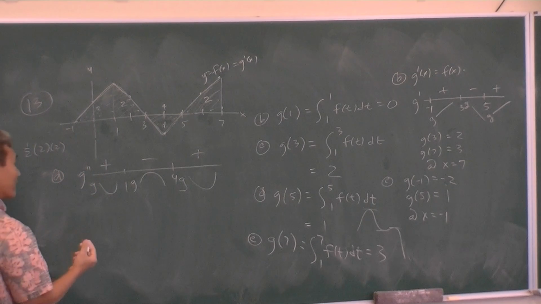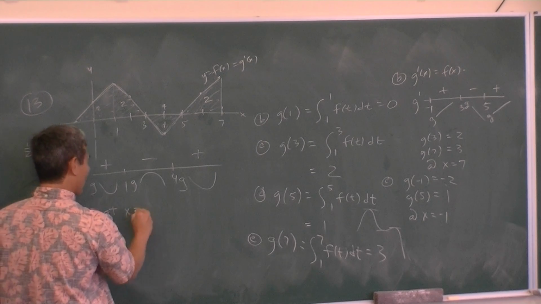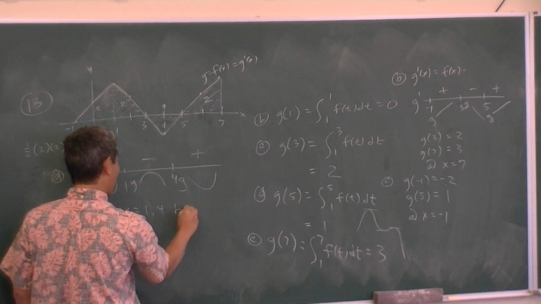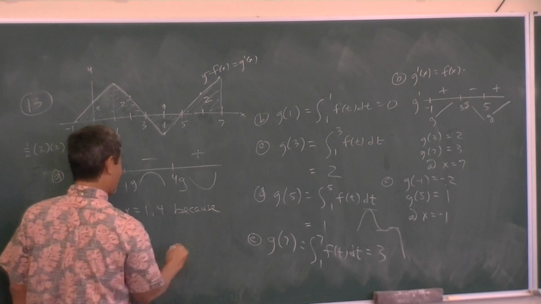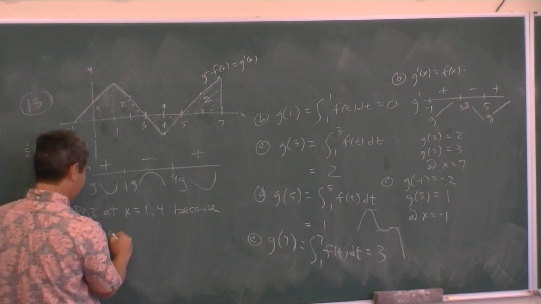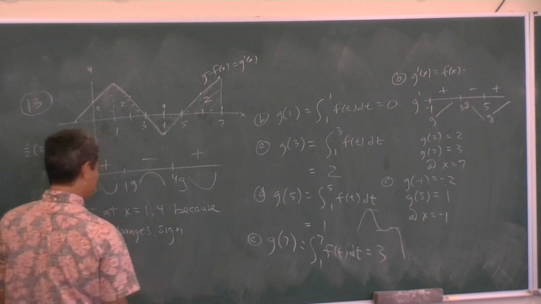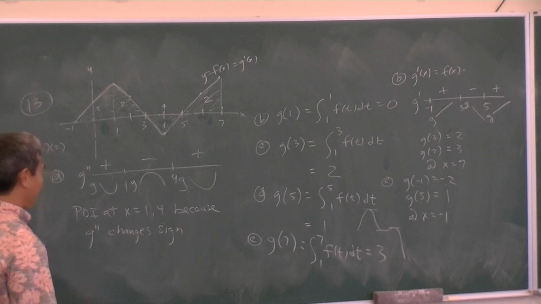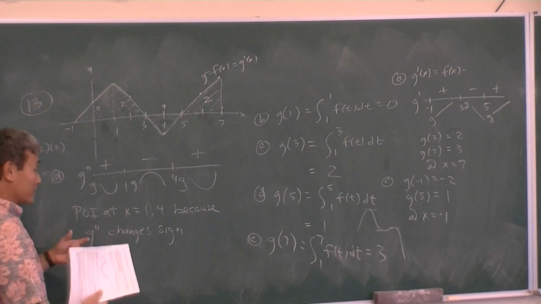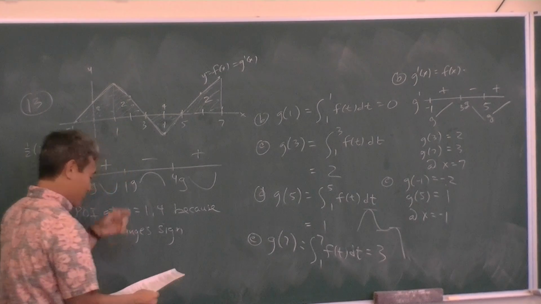So we're looking for points of inflection. There is going to be a point of inflection at where? At x equals 1 and 4, because G double prime changes sign. Because what is a point of inflection? It's a place where the graph changes concavity. And in order for it to change concavity, the sign of G double prime has to change.